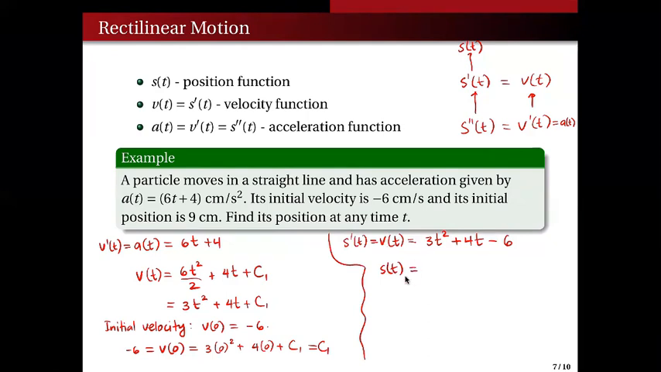So to get s, we have 3t cubed over 3. And again, we just add 1 to the exponent 2 here. That's why it becomes 3, and divide it by 3. Plus, here, the power is 1, so we will have 4t squared over 2. Then here you have 6t, because again, you have t to the 0 here. And then plus c sub 2. And if we simplify this, we will have t cubed plus 2t squared minus 6t plus c sub 2.